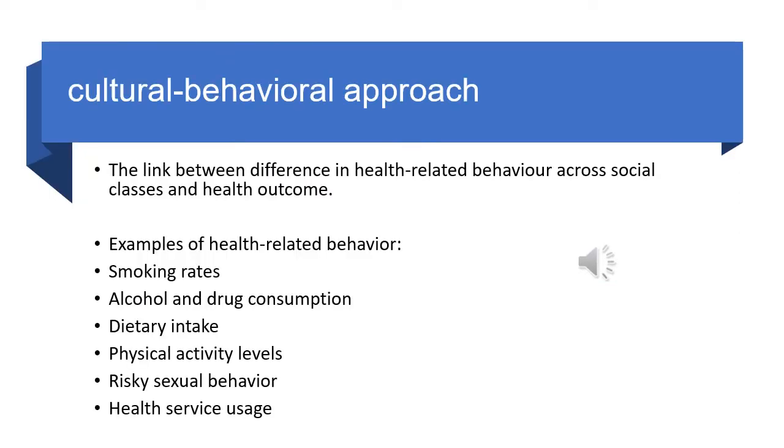So let's start with the cultural behavioral approach, which proposes that there is a link between differences in health-related behavior across social classes, which determines health outcome. So let's look at some of the health-related behavior: smoking, alcohol consumption, dietary intake, physical activity, risky sexual behaviors, and health service usage. So these are different practices or behavior that vary across the social classes, which then creates the social gradient in health. So this is one of the explanations of how social gradient leads to health inequality.